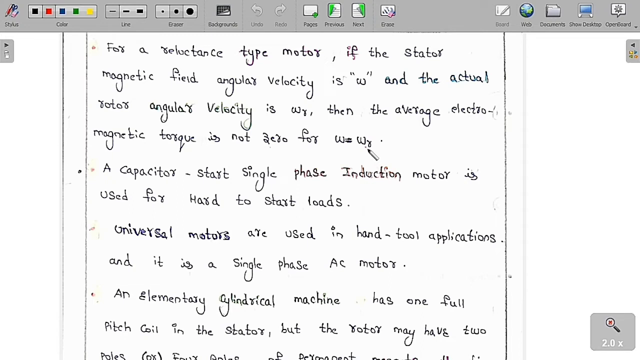So for the reluctance type motor, the stator magnetic field angular velocity is omega and the actual rotor angular velocity is omega r. Then the average electromagnetic torque is not equal to zero, for omega equal to omega r.